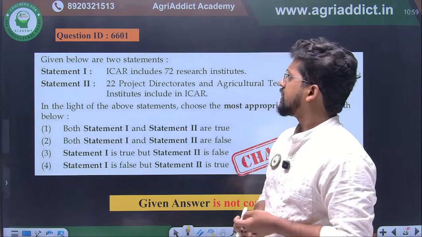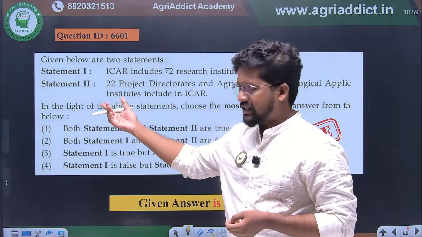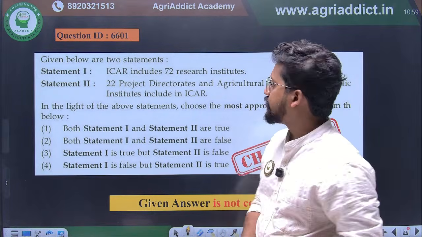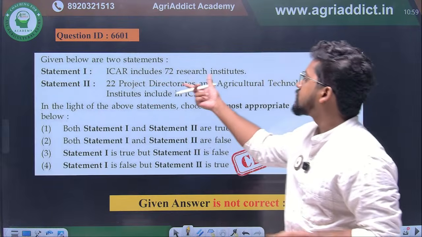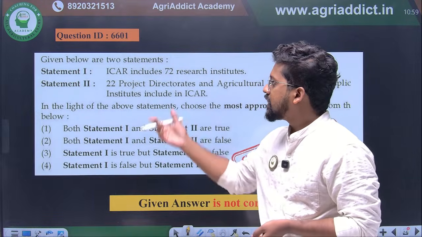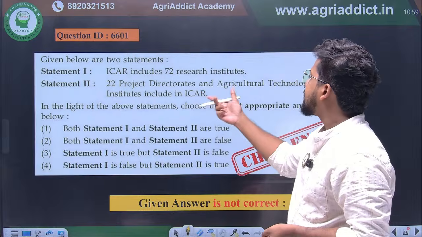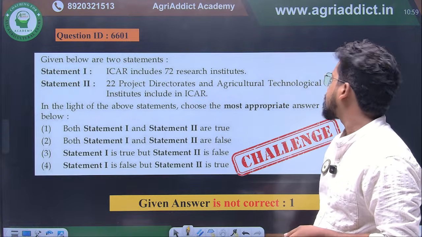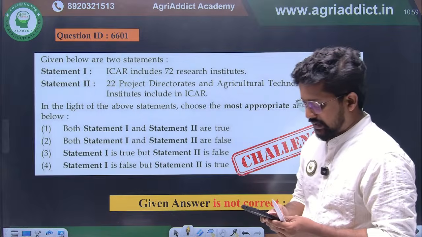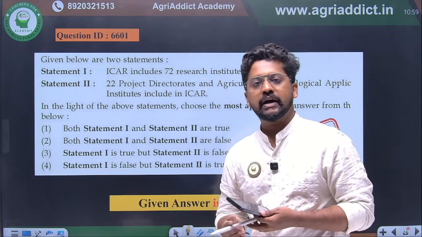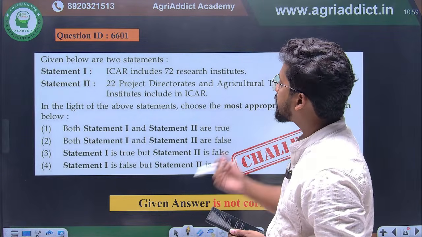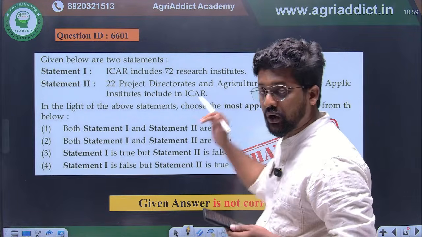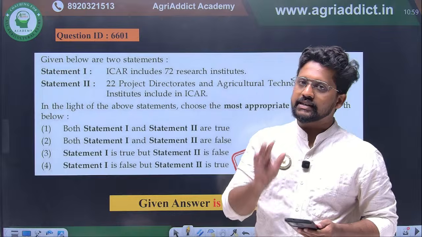Next question. This is also another different question, which made students a little more confused. Statement 1, ICAR includes 72 research institutes. Statement 2, 22 project directorates, agricultural technological application institutes included in the ICAR. Okay. So whether this question is correct or not, the answer key given is that both statement 1 and statement 2 are true.